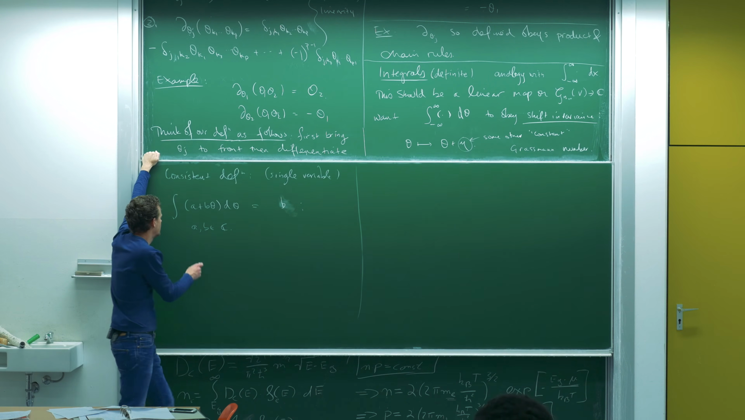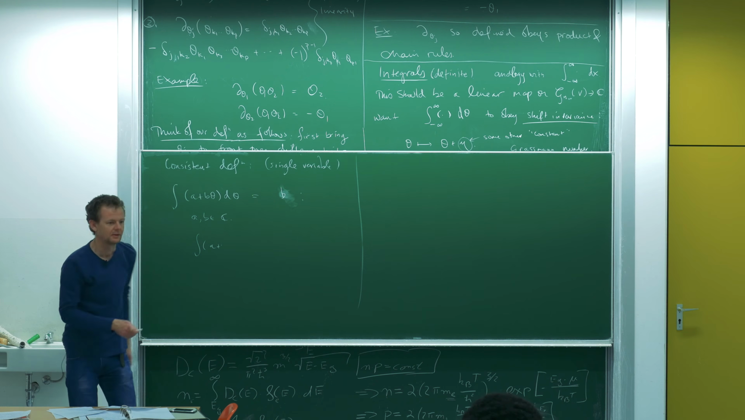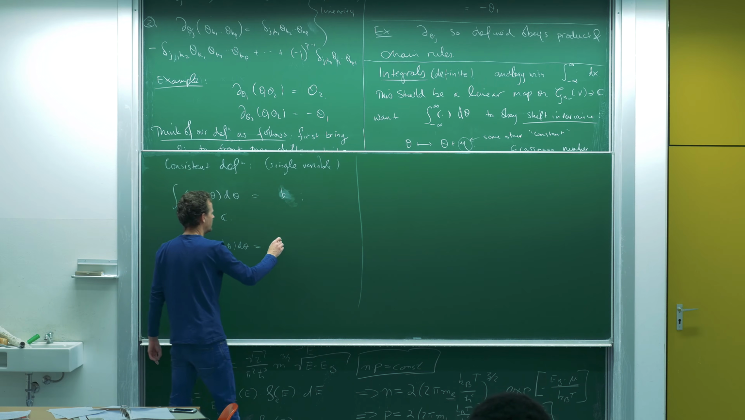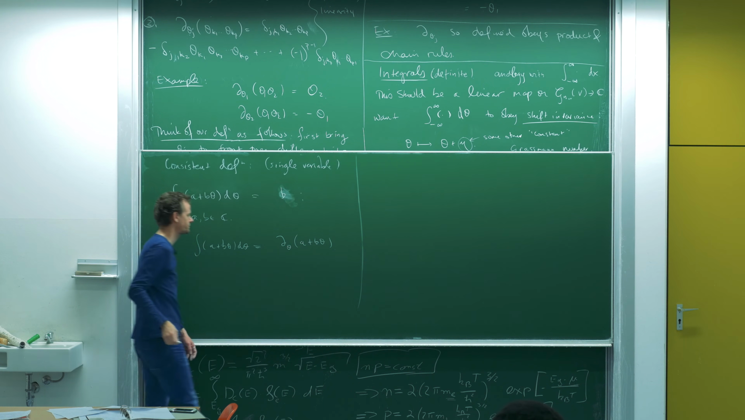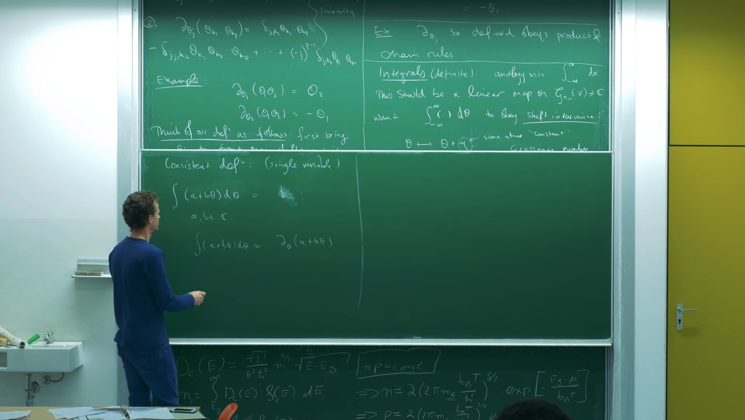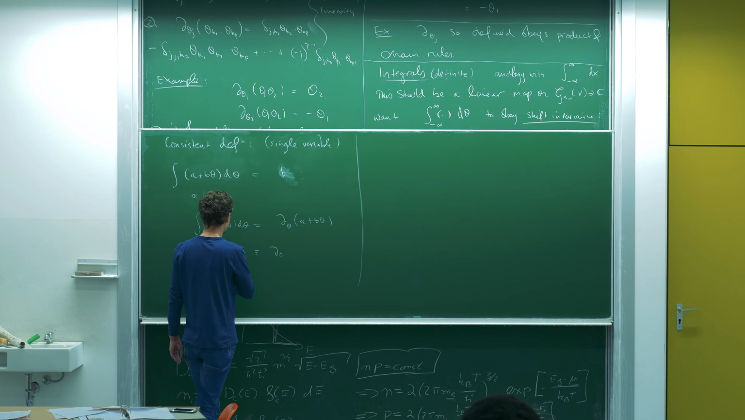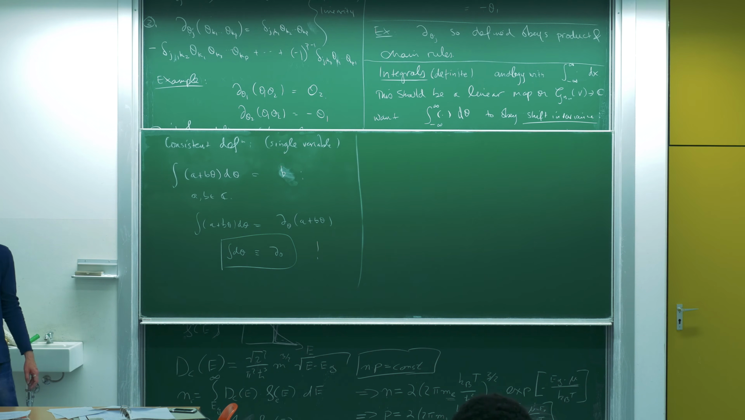So this leads to the following identity. Integrals are the same as derivatives for Grassman numbers, at least of single variables. It's actually true in the many variable case as well.